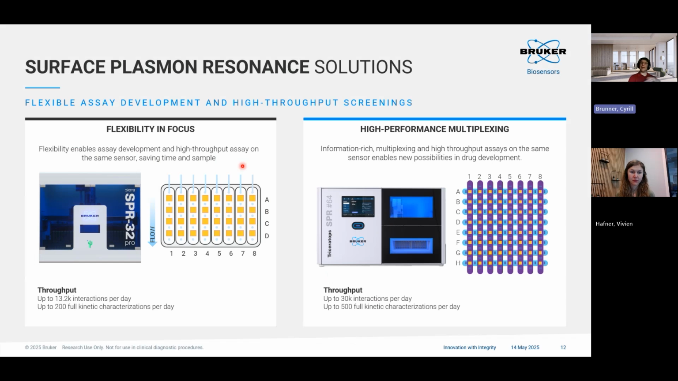Focusing now on how you do that also on our instruments. You see here our two instruments, the SPR32 Pro and the SPR64. Both instruments come with an inbuilt multiplexing capacity, meaning both instruments have 8 flow channels, so you can measure simultaneously 8 compounds at a time.